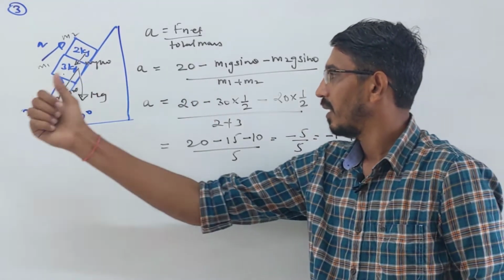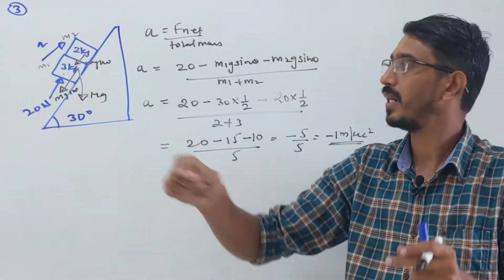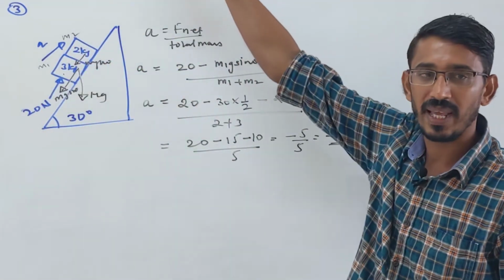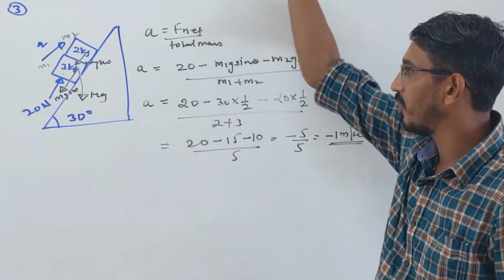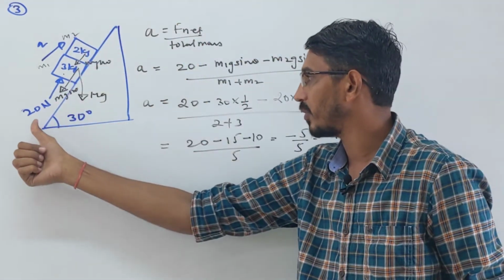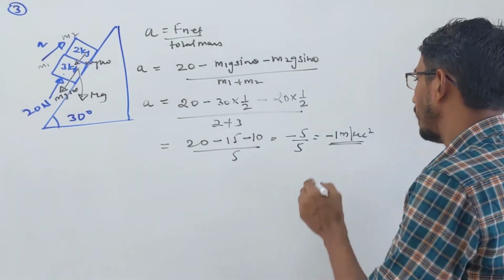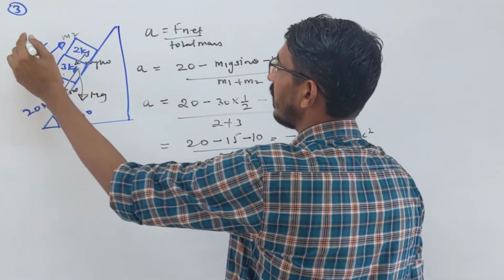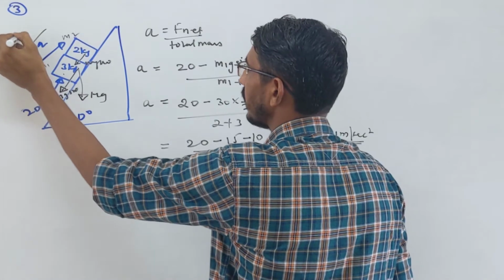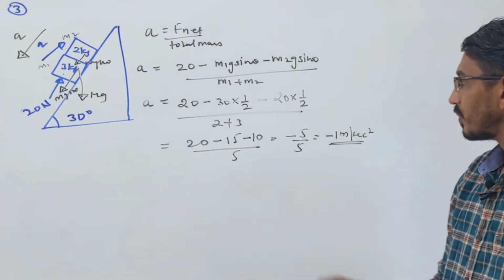I said the force we are applying is upward, so I assumed that the body is moving upward. But acceleration is coming negative, so it means the body is really moving downward. Even if we apply 20 newtons, these bodies are still moving downward only, right? Okay, that's the meaning of that. The system is accelerating in this direction. This is now the correct direction.